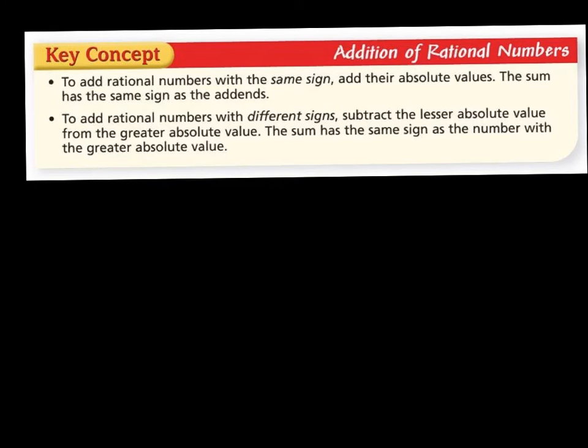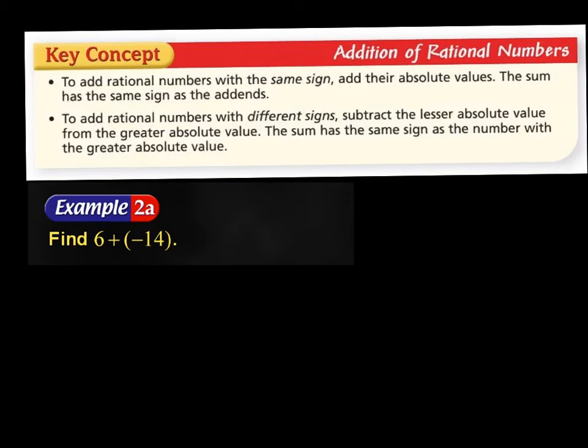So our big idea is to add rational numbers with the same sign, add their absolute values. The sum has the same sign as the addends. To add rational numbers with different signs, subtract the lesser absolute value from the greater. The sum has the same sign as the number with the greater absolute value. So if we want to add 6 plus -14, their signs are different, so I'm going to subtract. 14 minus 6 is 8, and my sign is going to be negative because 14 has the bigger absolute value.